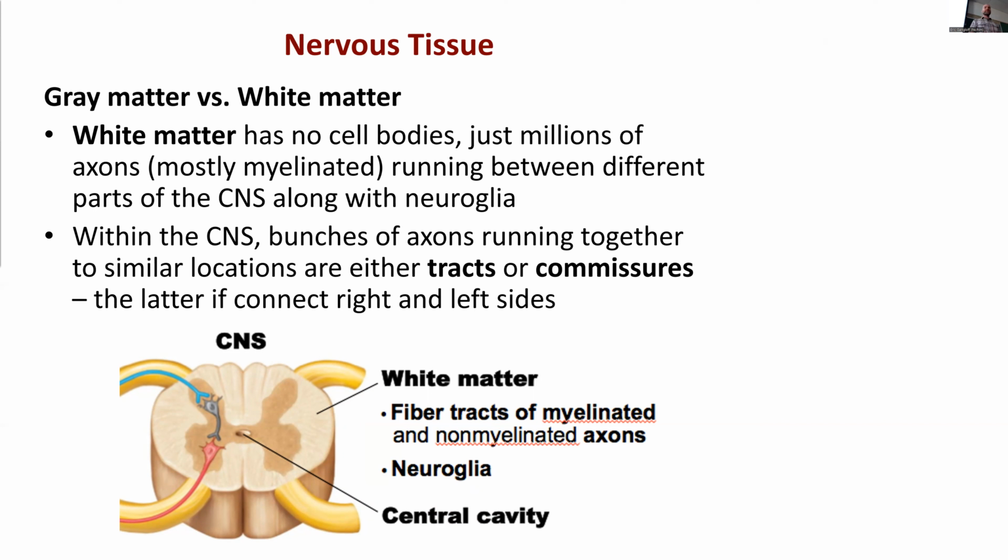We call these either tracts, or in the case of the brain, commissures, when they connect the left and the right side of the brain. We'll get to that in a little more detail. The takeaway message here is that the white matter contains these myelinated axons of lots and lots of neurons. And of course, it contains neuroglia as well, for example oligodendrocytes to produce the myelin that surrounds all of those axons. And that's all I'm going to say about white and gray matter for right now.